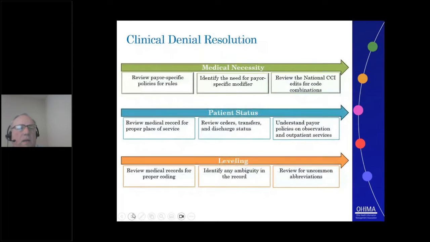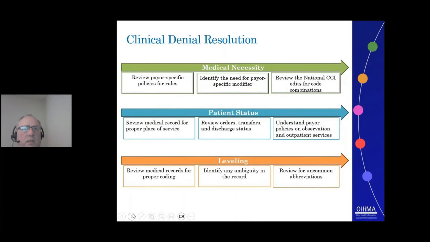So let's talk about how we actually fix some of these claims through our clinical denial resolution. Now that the steps for understanding what is wrong with the claim have been completed, the next step is actually locating the correct information to fix it. Here are some common reasons to look at while investigating the actual fixes.